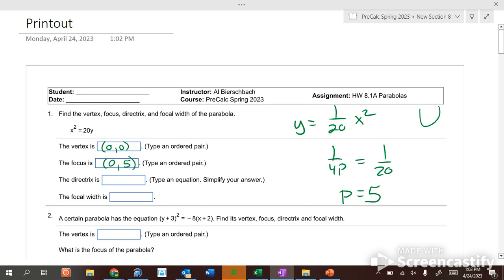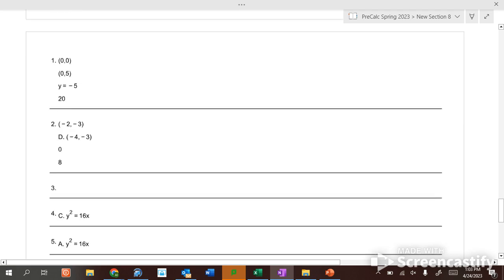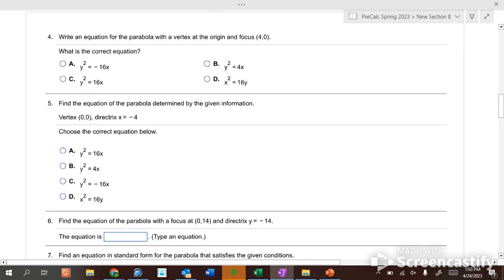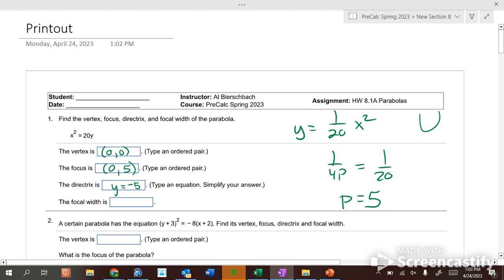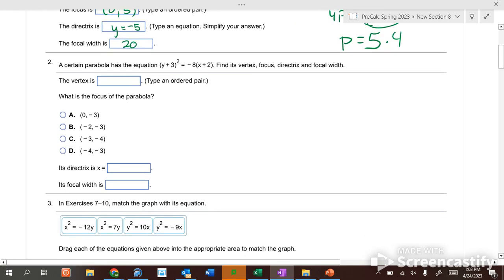The directrix line is at y equals -5. And my focal width, I don't know if that's 5 or 10. What do they say it is? 20? What is focal width? 20. So it must be 4 times this. This must be that number, I guess, focal width. Yeah, I don't know. That's nothing I really worry about too much.